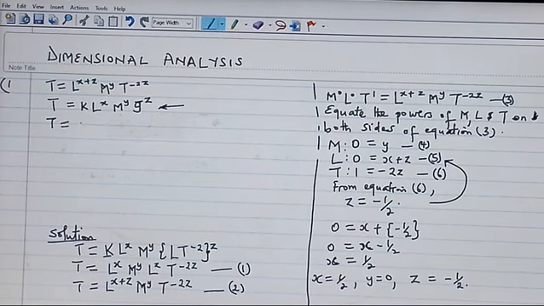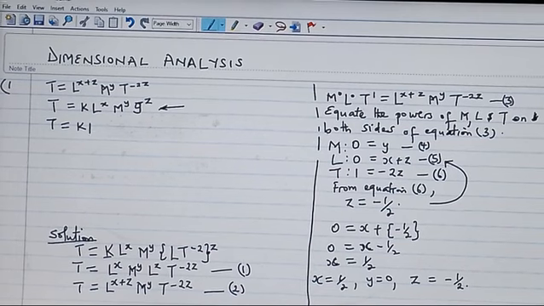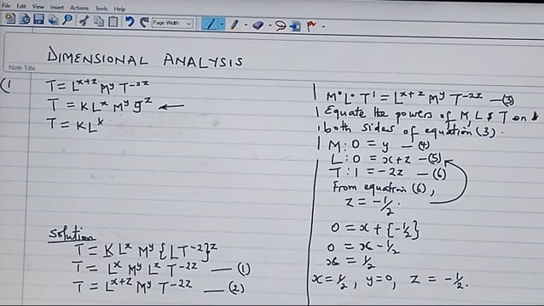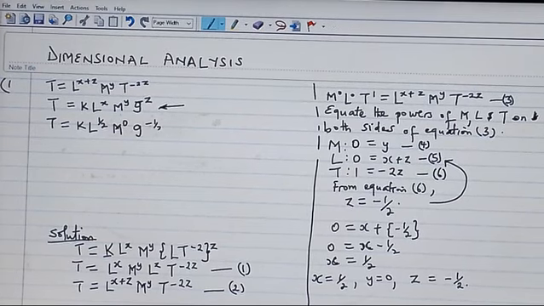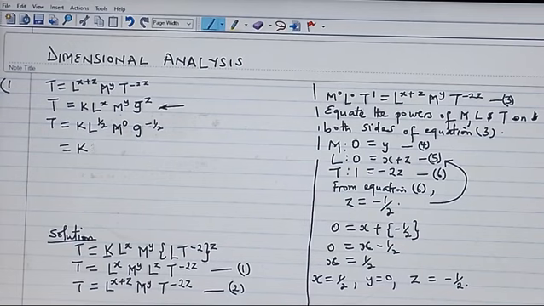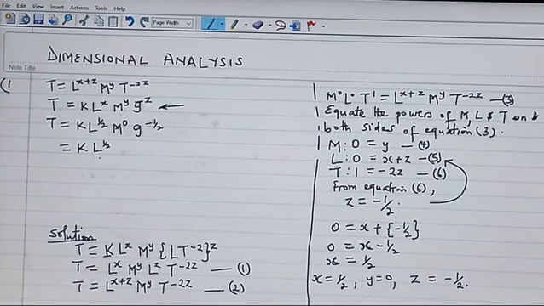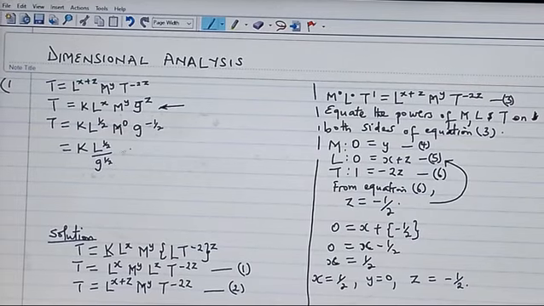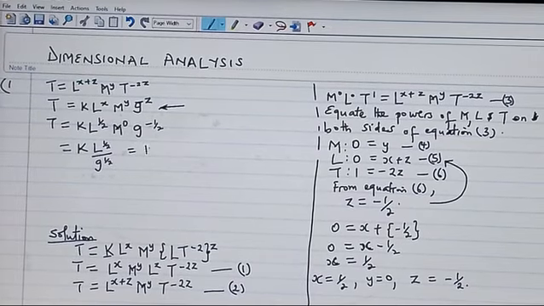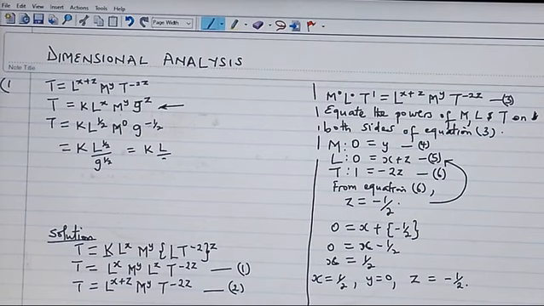T will be equal to K, L raised to power X, which is half, Y is 0, and Z is minus half. M raised to power 0 is 1, so this gives us K, L raised to power half, all over G raised to power half. This is the same thing as saying K, L over G, all raised to power half.